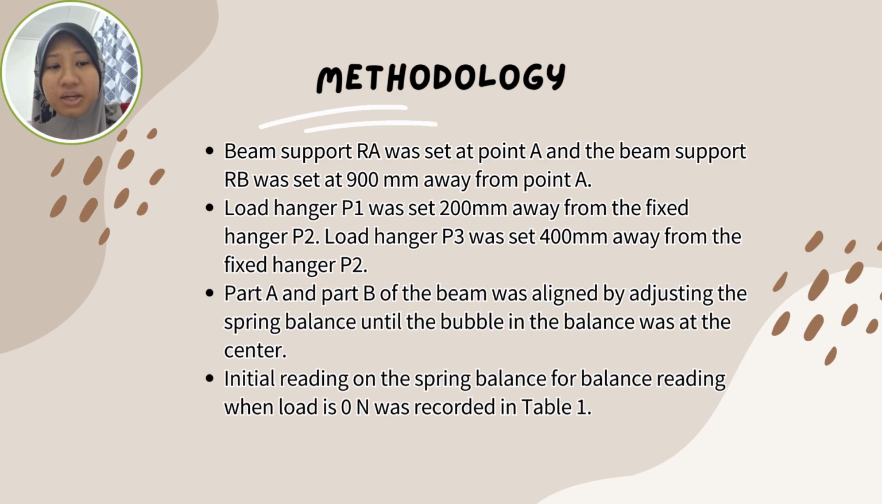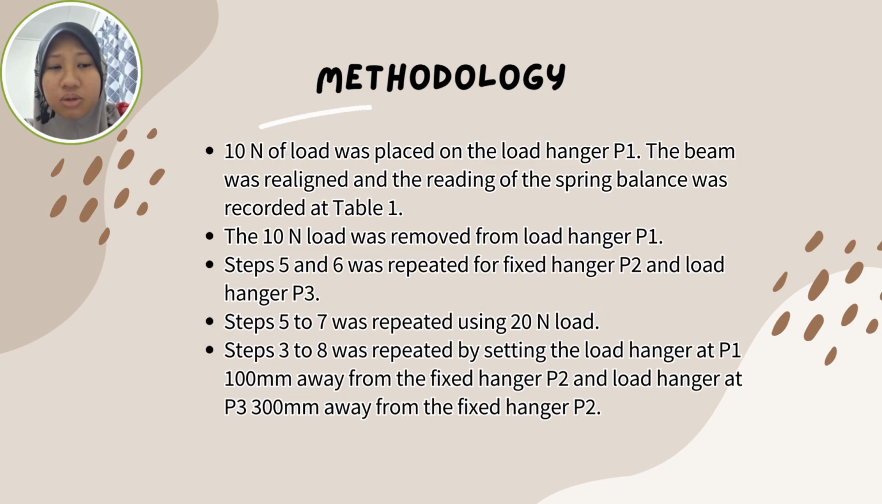Part A and Part B of the beam were aligned by adjusting the spring balance until a bubble in the balance was at the center. The reading of the spring balance for balance reading when load is 0 was recorded in Table 1. 10 Newton of the load was placed on the load hanger P1. The beam was realigned and the reading of the spring balance was recorded in Table 1.